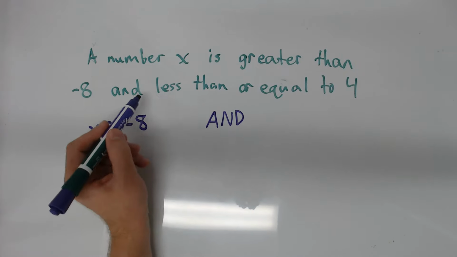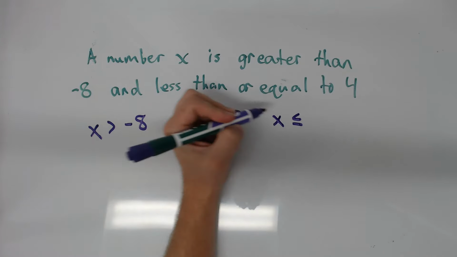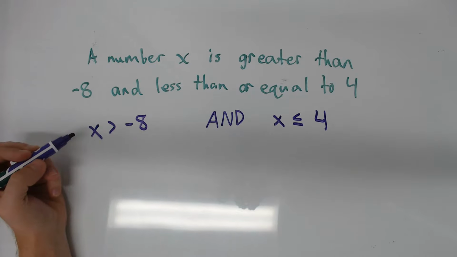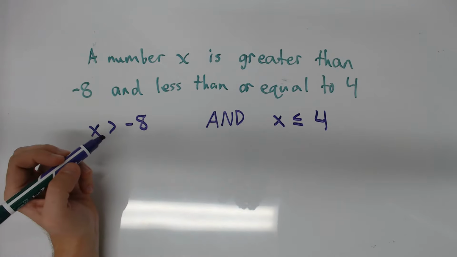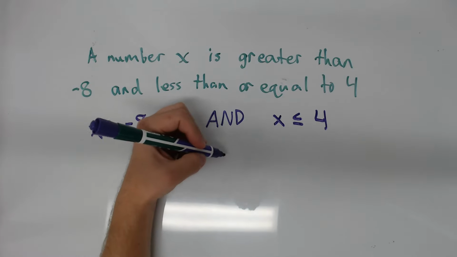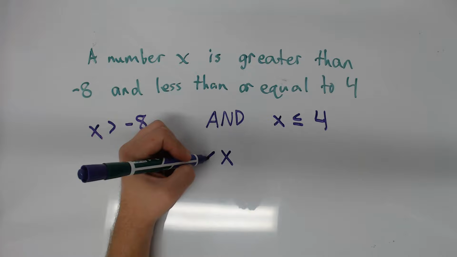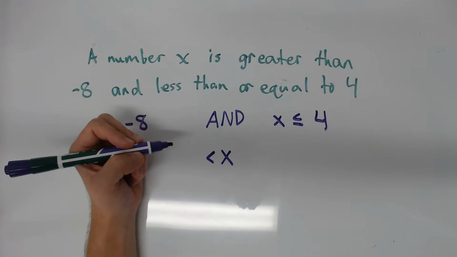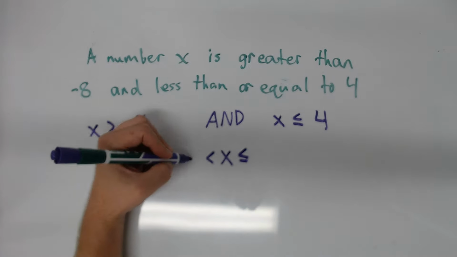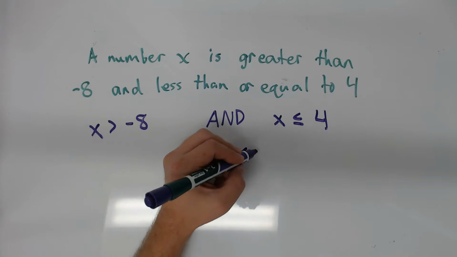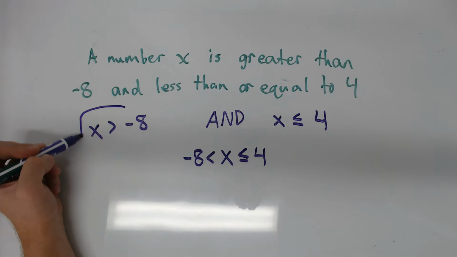And x is less than or equal to 4. So it can be smaller than or equal to 4. Okay. So when you have an and inequality, what I can actually do is put x in the middle, and it's going to be bigger than something and smaller than something. It's bigger than -8, and it's smaller than 4. This is another way of writing an and inequality.